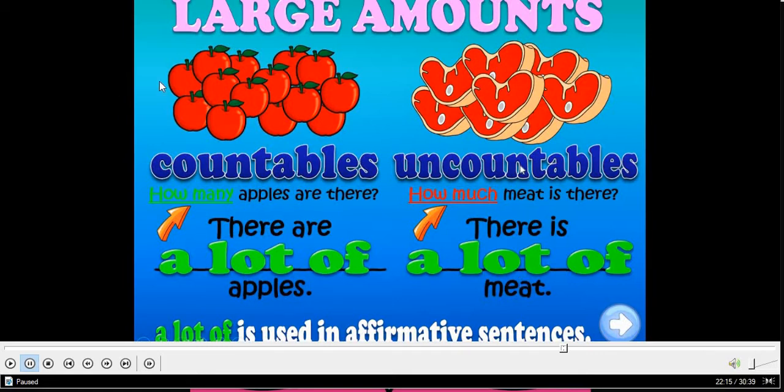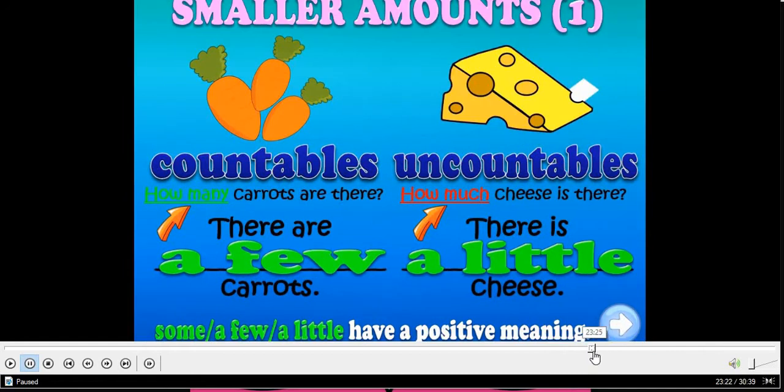Okay, so many is used for countable, much is used for uncountable. Many and much are used when you have a question or a negative. If your sentence is not a question and it is not negative, you use a lot of. For the countable nouns, a lot of. For the uncountable nouns, a lot of.